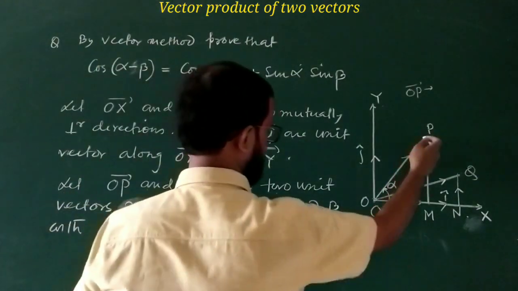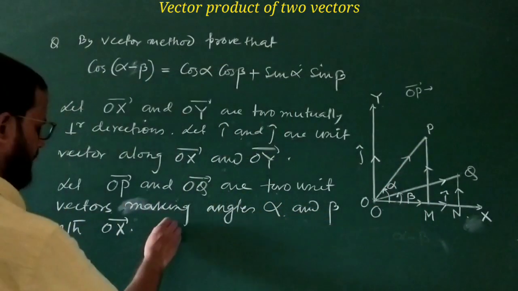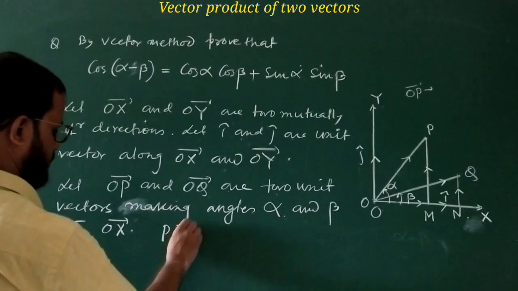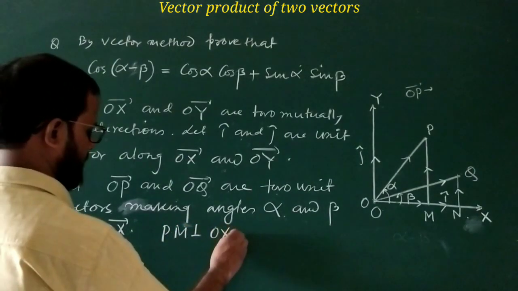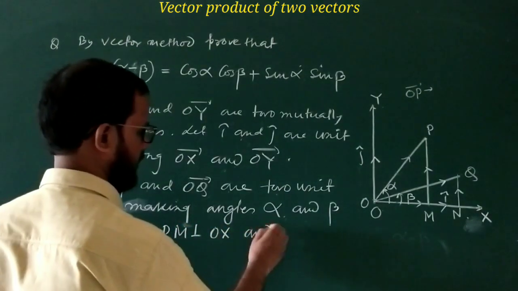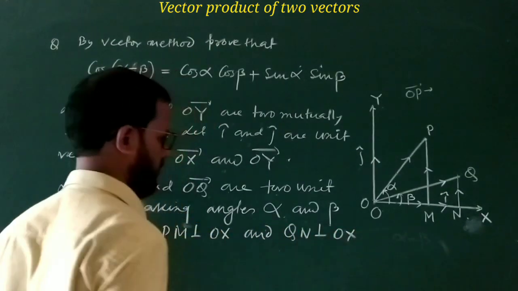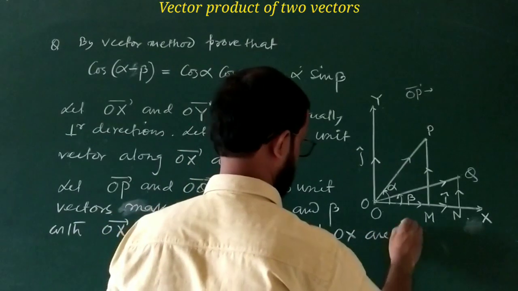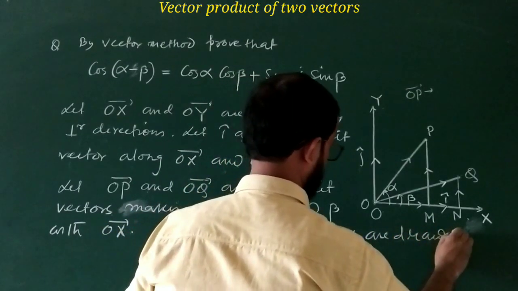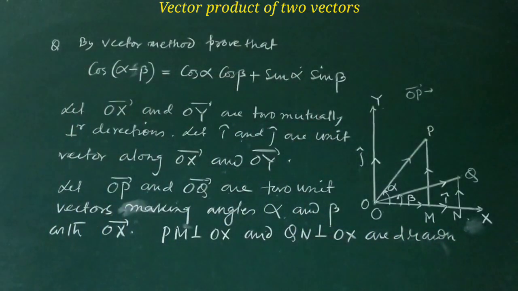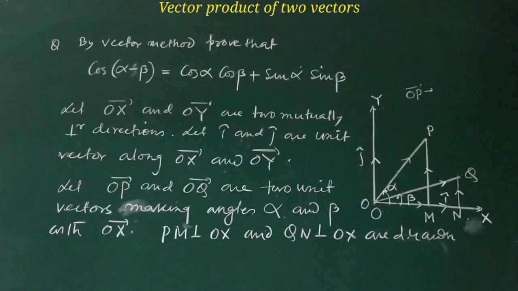Then from P draw perpendicular PM perpendicular to OX, and QN perpendicular to OX are drawn. हमने ड्रॉ कर लिया है, ठीक है. These are the primary information about this.